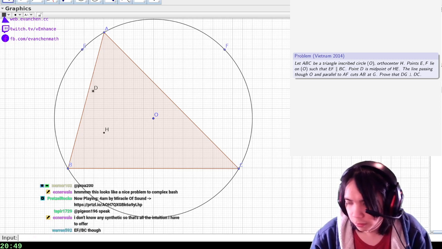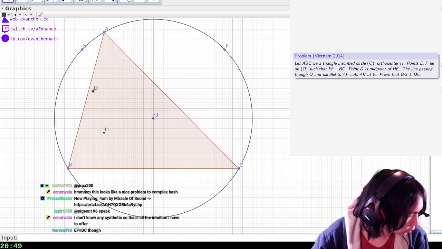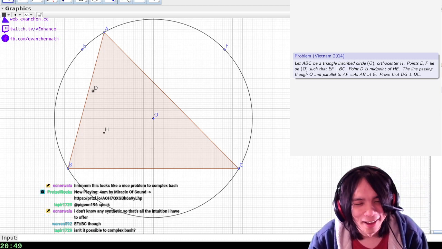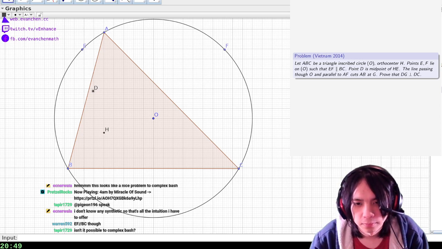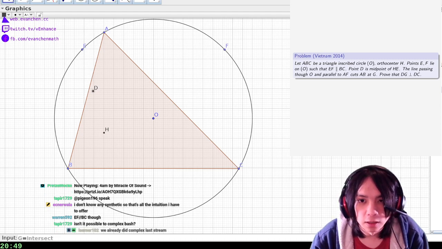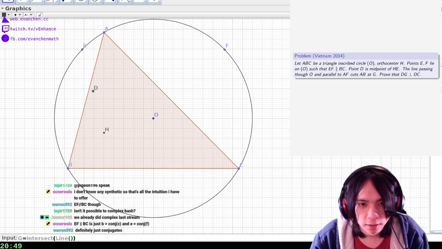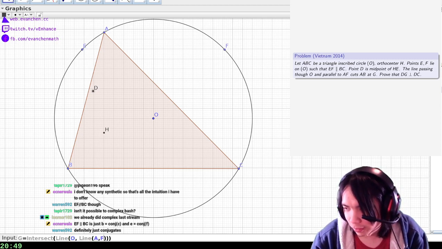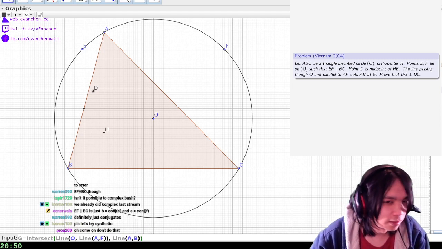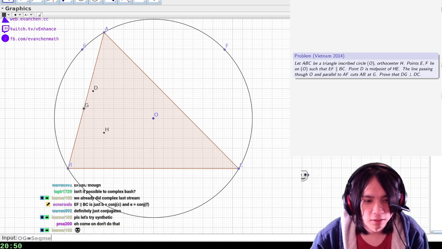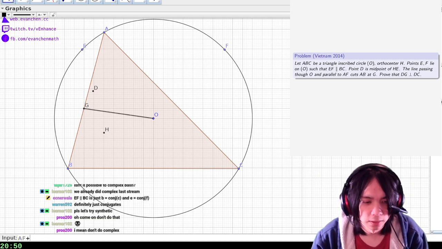And the line passing through... I had the same thought already. Line passing through O parallel to AF cuts AB at G. So G is the intersection of the line through O parallel to line AF with line AB. So it's parallel.